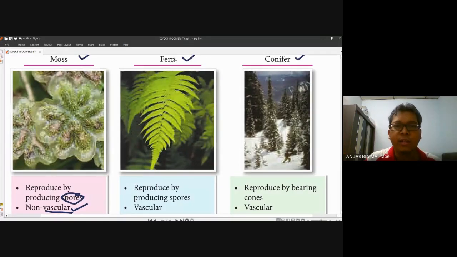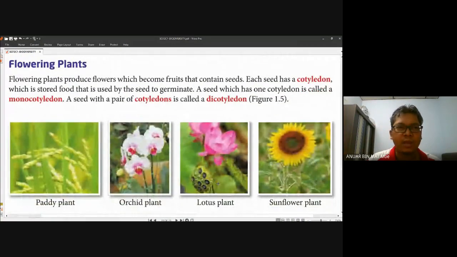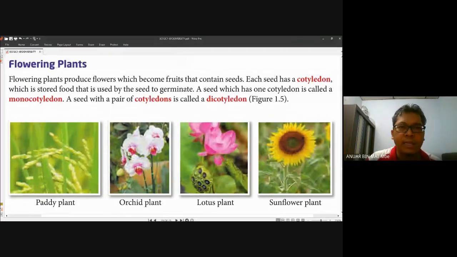Next one is the fern, which also reproduces by producing spores, and it is vascular. And how about conifer? It reproduces by bearing cones, and it is vascular. Right. Next one is flowering plant. We call it flowering plant because it has fruit that contains seed.